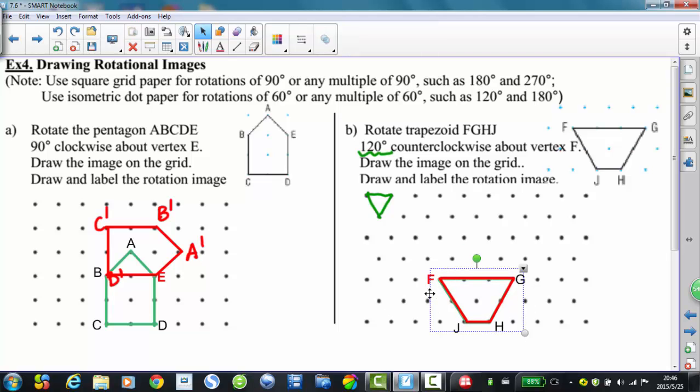So I want to rotate this trapezoid about the rotation center F for 120 degrees counterclockwise. Counterclockwise, that means you rotate this way. So rotate around this point this way. Let's continue to rotate.